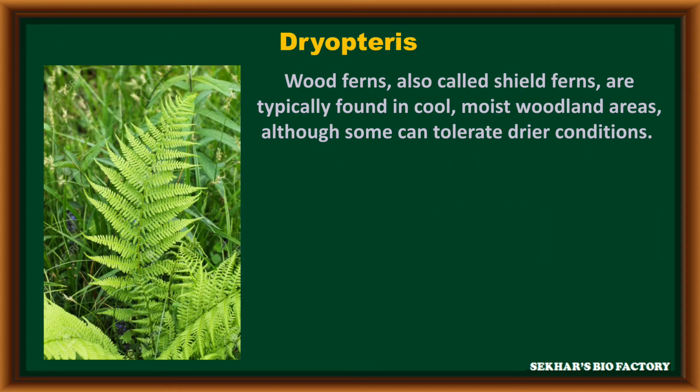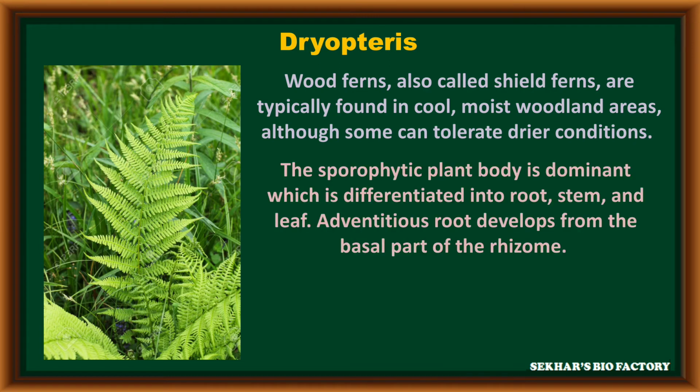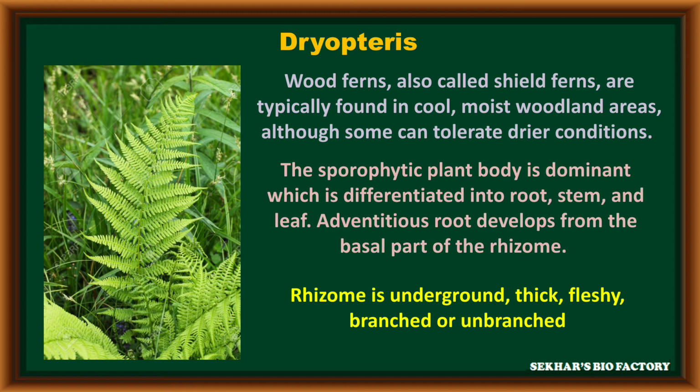The next example, Dryopteris. Wood ferns are also called shield ferns. These are typically found in cool, moist woodland areas, although some can tolerate drier conditions. The sporophytic plant body is dominant and well differentiated into root, stem and leaf. Especially the roots are adventitious. These develop from the basal side of the rhizome. The rhizome is an underground, thick, fleshy, branched or unbranched structure.